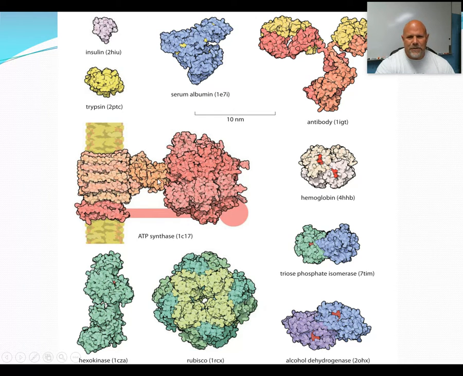So here's some examples of three-dimensional structure. This is insulin. You guys have probably heard of that. It helps us bring sugar into our cells. This is trypsin. This is involved in helping break down proteins in the small intestines. ATP synthase is involved in both cell respiration and photosynthesis. So there's just a bunch of examples. Hemoglobin is involved in carrying oxygen around our bloodstream. So these are a bunch of examples of three-dimensional structures of proteins.